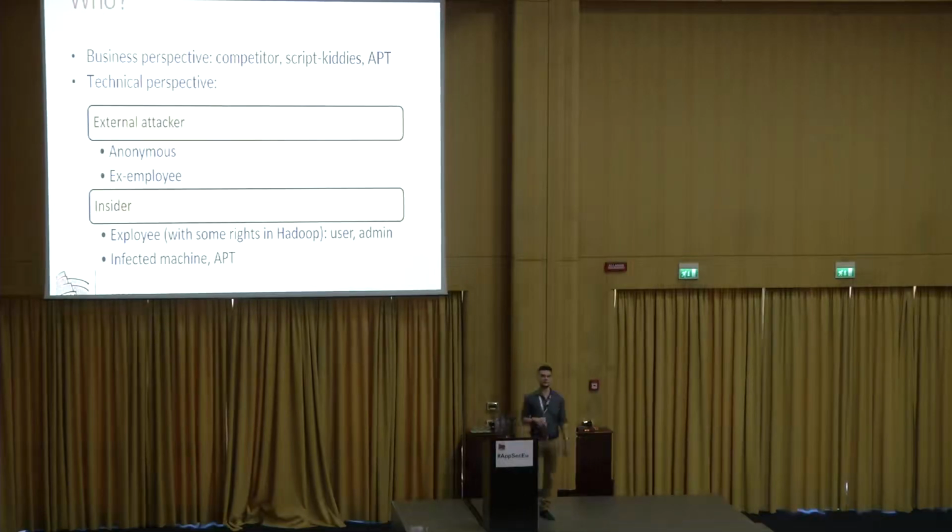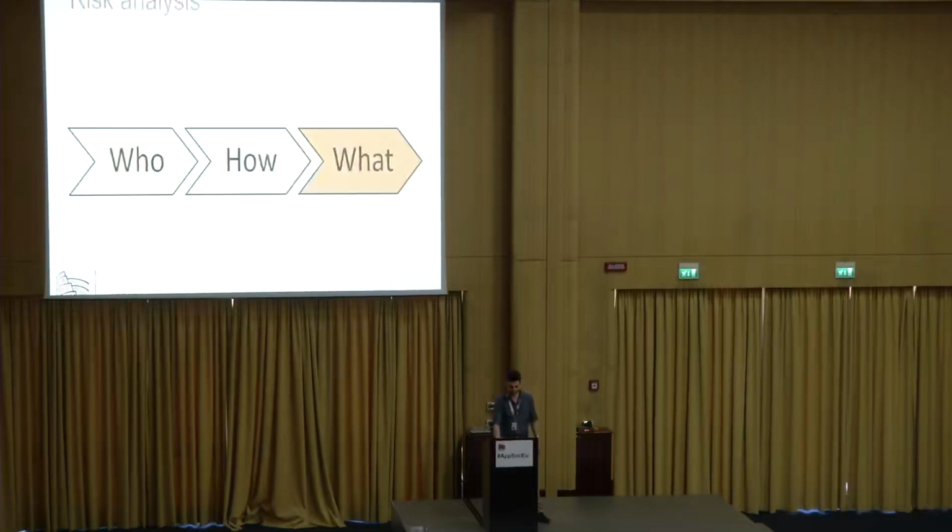So it can be an external attacker, and he can be anonymous, or he can be an ex-employee with some knowledge about the connections between systems, the URLs for interfaces, right? And then insider. And actually, it's not strange in these ages, because many of the attacks are run by insiders from the company. So employees which got some rights in Hadoop, or an infected machine and malware on the workstation.